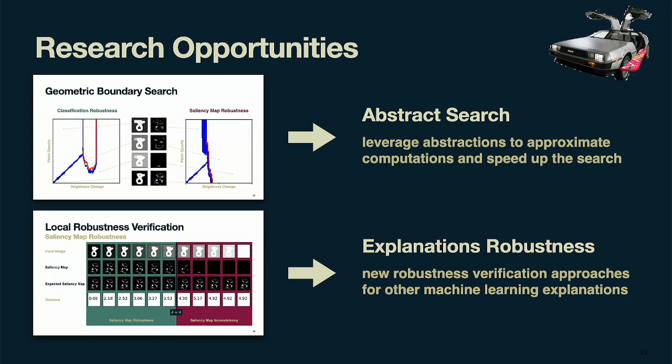So there are some opportunities here for this community. We need some abstractions for sure. So instead of doing this exact analysis, even if partial, we need to leverage abstractions. This way we can cover the entire input space and we can do it faster. And then, on the other hand, we can also perhaps use this idea of robustness of explanations for other machine learning models. It's just some ideas, if any of you wants to pick them up.